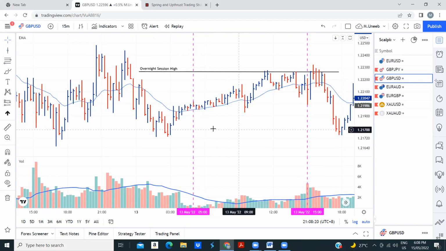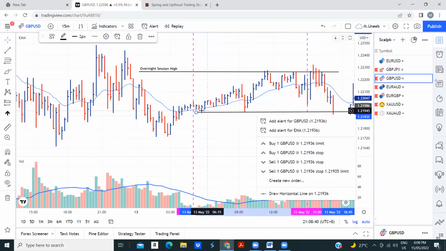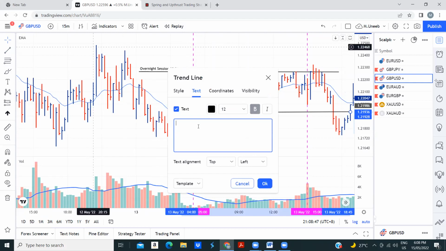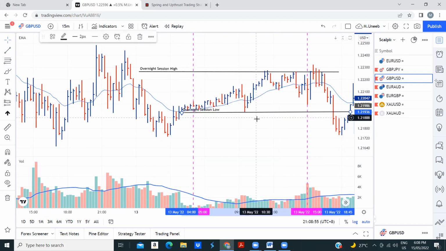Got it? Now, can you tell me the lowest point between these two vertical lines? Somewhere around 9 o'clock, 9:30. Yeah, this one. And what do you do here? You draw another line. And what do we call this? Overnight session low. Okay, good. Now then, what's the next step?